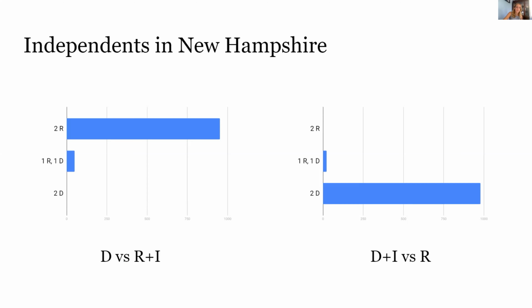In the Democrat versus Republican plus independent run, 951 of the 1,000 districting plans had 2 Republicans winning, and the other 49 had 1 Republican and 1 Democrat. For Democrats plus independents versus Republicans, it was completely switched: 978 times 2 Democrats won, versus only 22 times that 1 person from each party won. So you can see how much these libertarian voters really can swing these elections.